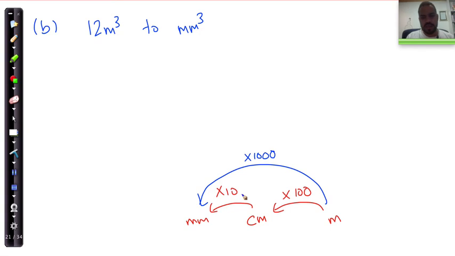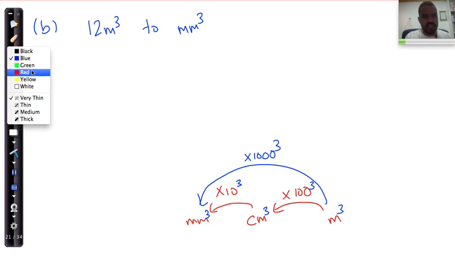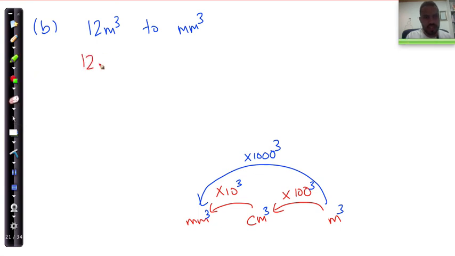But very importantly, we're not just talking about meters to millimeters, we're now talking about meters cubed to millimeters cubed. So each of these things need to have a power of 3 there. Okay, so now I'm going to say, okay, to go from 12 meters cubed, I actually need to say 12 meters cubed is equal to 12 multiplied by 1000 cubed.